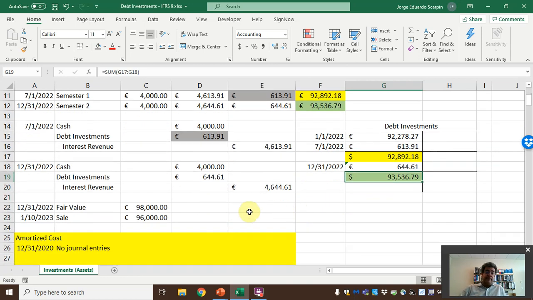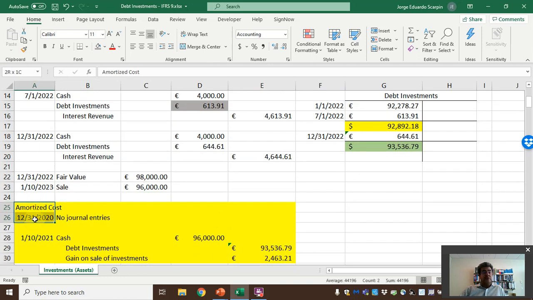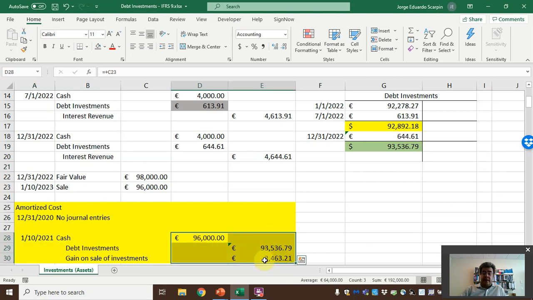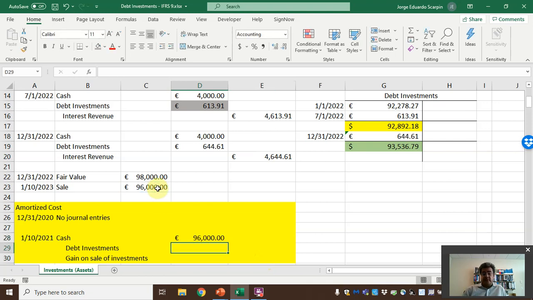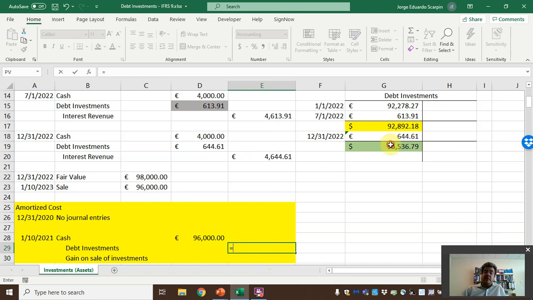So, okay. Let's consider our fiscal year ends on December 31st. Fair value, 98. January 10th, I sell it, 96. So with amortized cost, on December 31st, no journal entry at all. We don't work with fair value. January 10th, how do we do that? Cash, 96. Debit investment, credit, this 93.